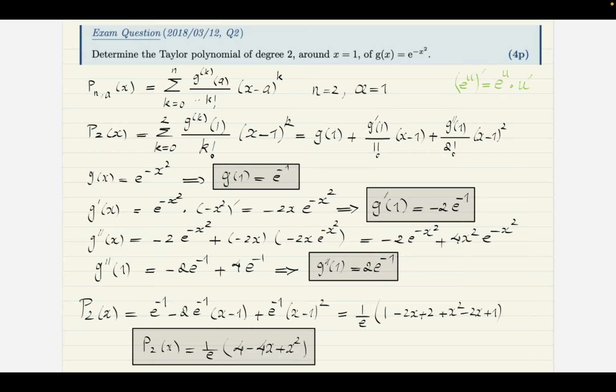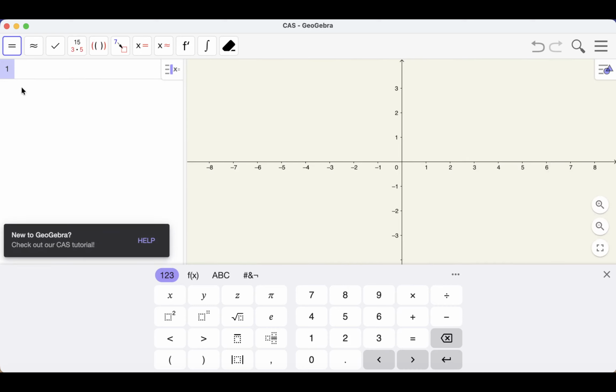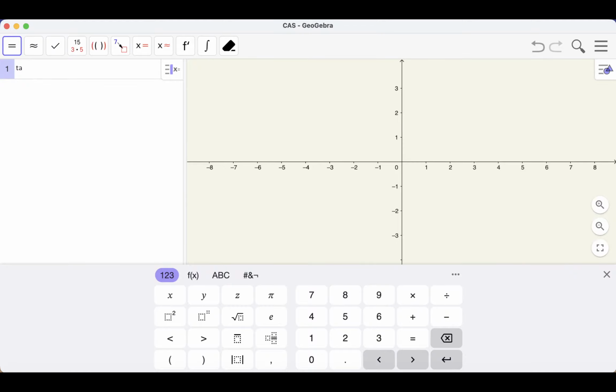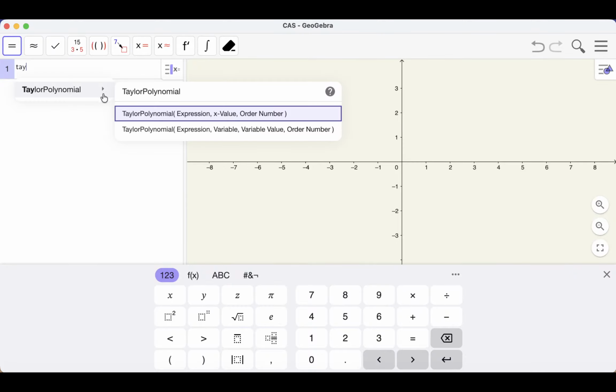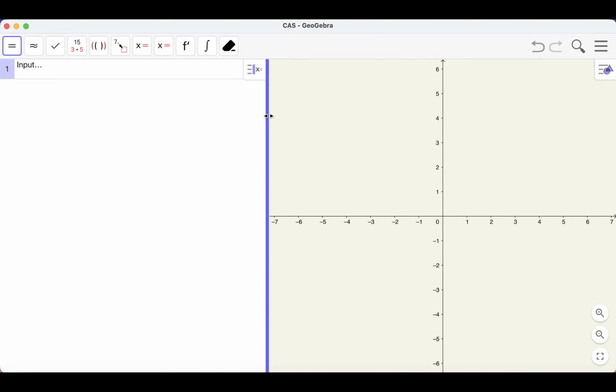It would be a good idea if we also check how well this polynomial P2 approximates the real function. So let me switch to the application GeoGebra. Okay, so this is GeoGebra Classic 6. Because I want to do precise algebraic calculations, I switch to CAS view, and then here I start typing Taylor. Okay, so this suggests this syntax. So let me give a little bit of space here.